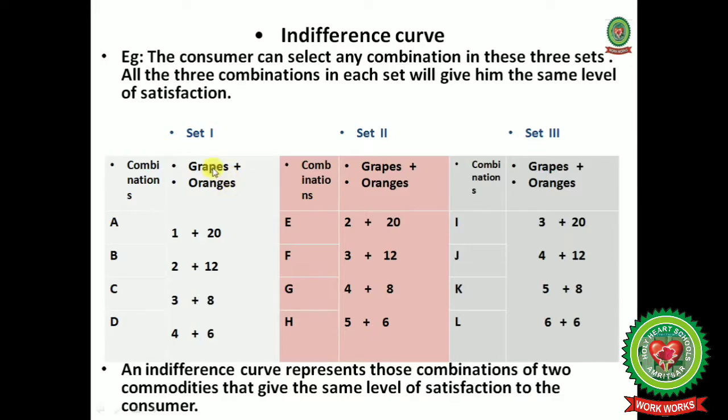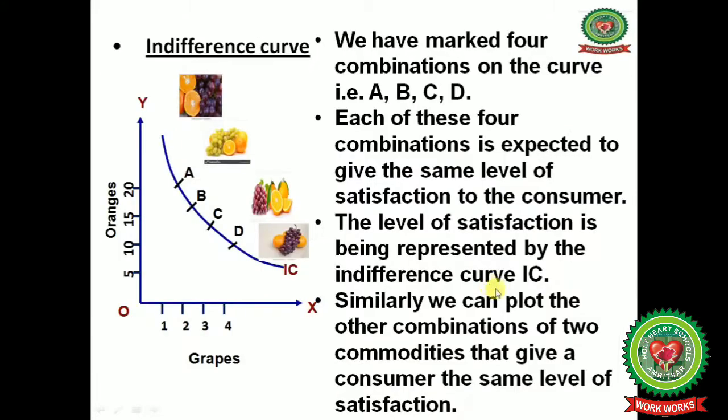Like in the first set, there is a combination of 1 unit of grapes and 20 units of oranges, 2 units of grapes and 12 units of oranges, 3 units of grapes and 8 units of oranges. And in the same way, in the second set there is a combination of grapes and oranges, and in the third set also there is a grapes and oranges combination. We have marked 4 combinations on the curve.